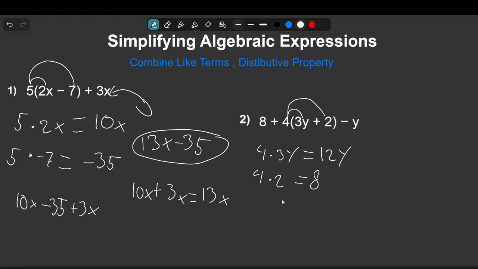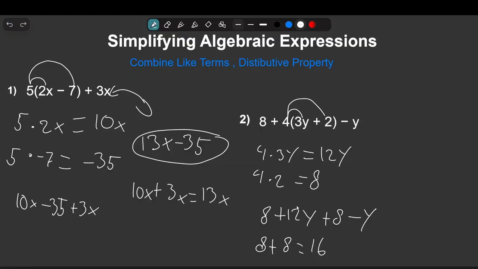So now what we have is 8 plus 12y plus 8, and then the last, minus y. As you can see, we only have one step left: to combine all the like terms. We have two 8's, and we can combine these by adding them together. 8 plus 8 equals 16.